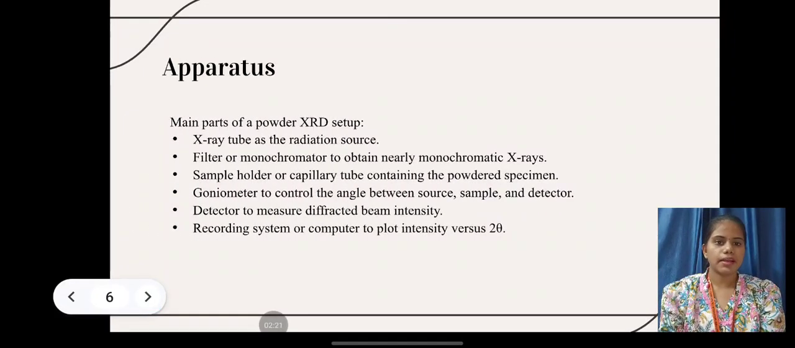Apparatus. Main parts of a powder X-ray diffraction setup. X-ray tube is the radiation source. Filters or monochromators are used to obtain near monochromatic X-rays. Sample holders or capillary tubes contain the powder specimen. Goniometer controls the angle between source, sample and detector. Detector measures the diffracted beam intensity. Recording system or computer plots intensity versus 2 theta.